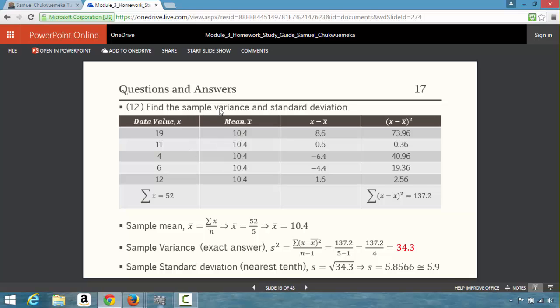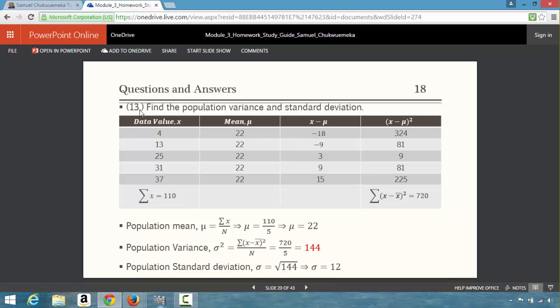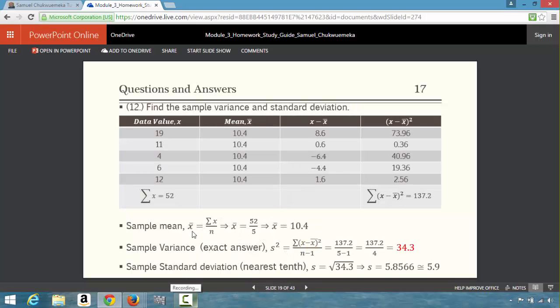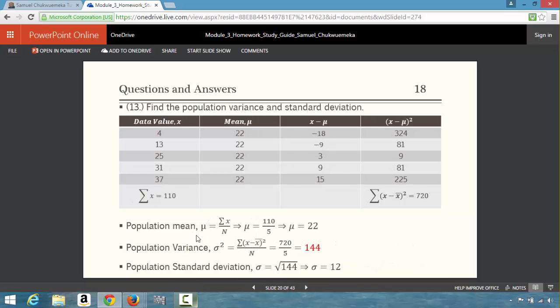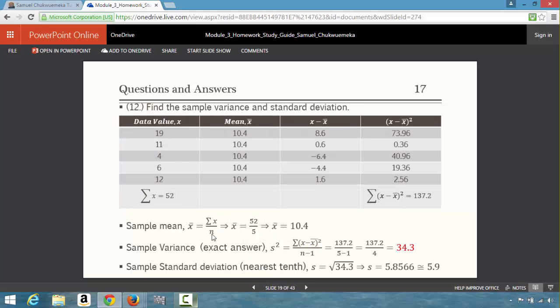Question 12. Find the sample variance and standard deviation. So that's the same thing you do. Question 13. Find the population variance and standard deviation. Do you notice something here? When we talk of population mean, it is mu. We're not using x bar. Sample mean is x bar. Population mean is mu, M-U, which is a Greek alphabet. And you use uppercase N. When we use a sample, we use the lowercase n. Do you see that?